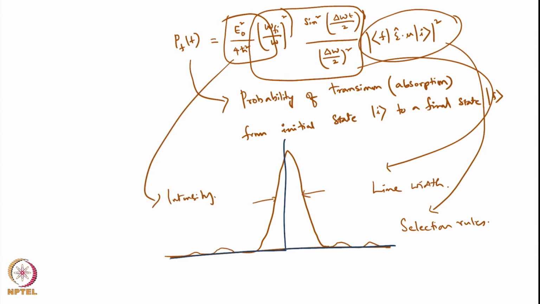So essentially there are three factors that determine the probability of a transition from a ground state or initial state I to a final state. One is the transition moment integral, that will tell you whether this transition will be allowed or not, and if allowed, what its value. Second is your modulating function, which will tell you how the line widths will come about, and third one will be intensity, that will depend on how much light you are shining.